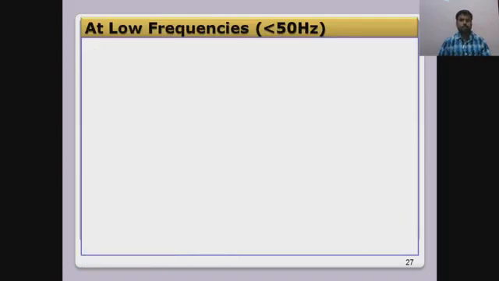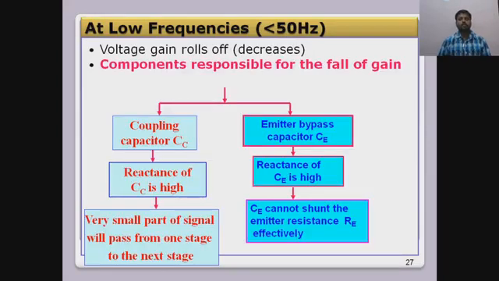At low frequencies, which are less than 50 Hz, the voltage gain rolls off or decreases. So what are the components responsible for the fall of gain at the low frequencies? These are the capacitors: the coupling capacitor CC and the emitter bypass capacitor CE. These two are responsible for the fall of gain at low frequencies.